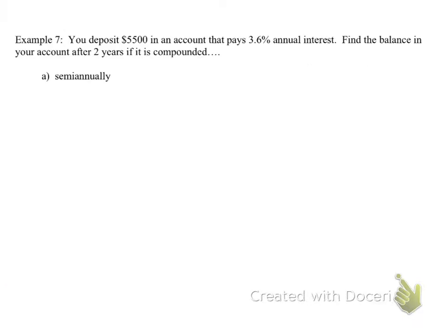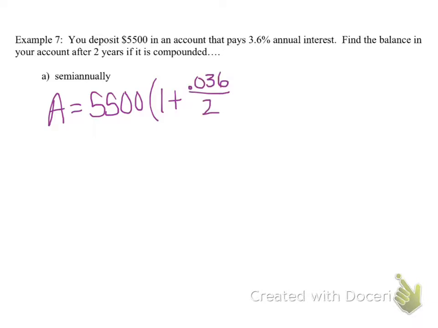So let's look at this example. We deposit $5,500 in an account that pays 3.6% annual interest. Find the money in the account after 2 years if it's compounded semi-annually. So we want to find out how much money is there. We're depositing $5,500, 1 plus my interest rate, 3.6% as a decimal, 0.036. Semi-annually is 2 times a year. And again, my n is 2 in the exponent, and we're talking about 2 years.